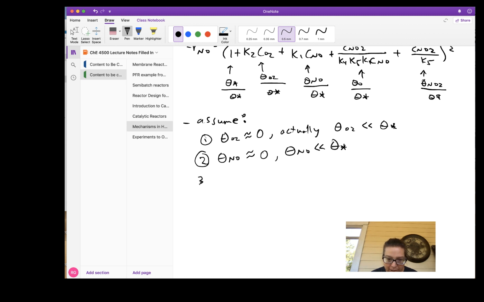So I'm going to say, since oxygen is the one that works better with the observed behavior, I'm going to say that oxygen is the dominant surface species and NO2 has a very small coverage. So we're going to also assume that theta NO2 is close to 0. In other words, theta NO2 is much less than the coverage of free sites.